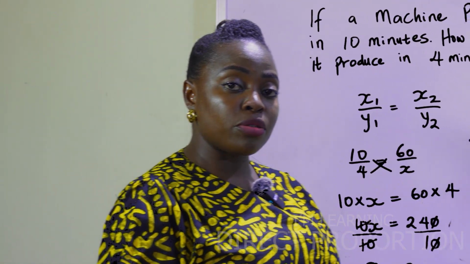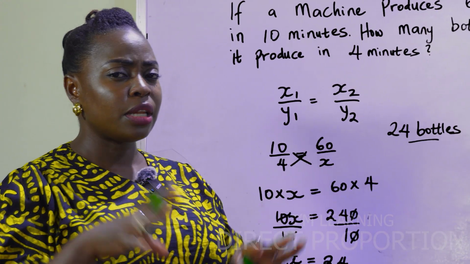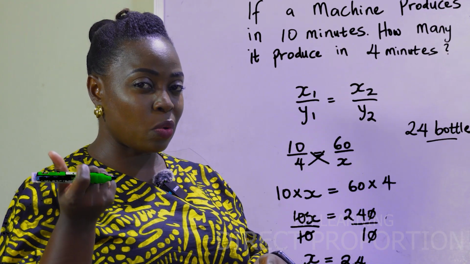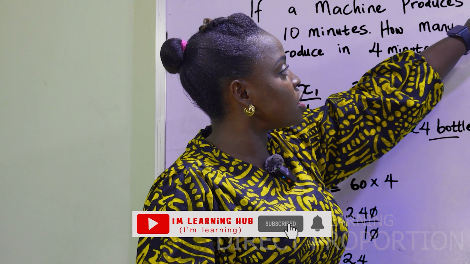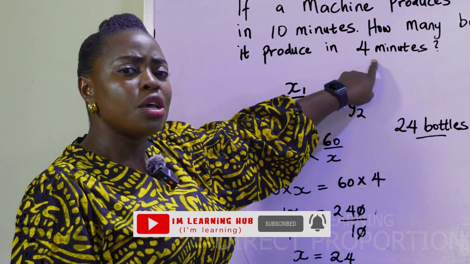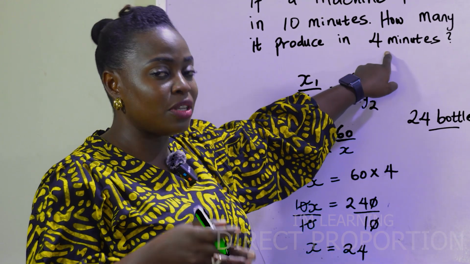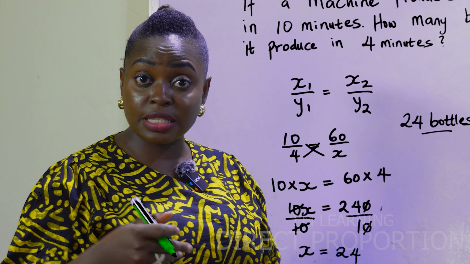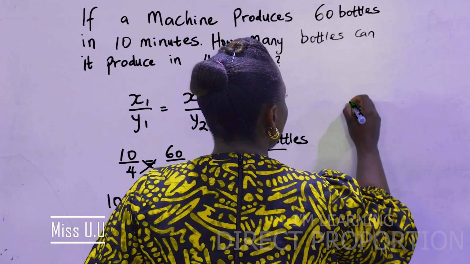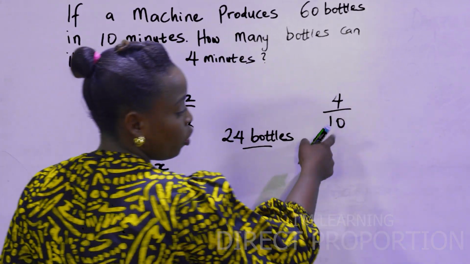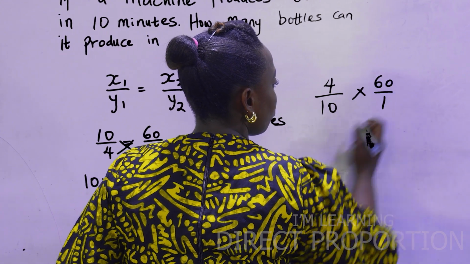Now let's try the second method. If more, less divides. If less, more divides. Now let's look at the value that we're looking for. Is it more or is it less? Now, in 10 minutes, the machine will produce 60 bottles. So in 4 minutes, do you think it would produce more bottles or less bottles? Definitely less bottles. So if less, more divides. So what is more? More is 10. So we're going to be dividing 4 by 10. More divides times the value that we know, 60 over 1.